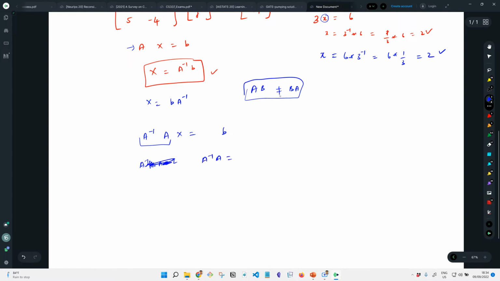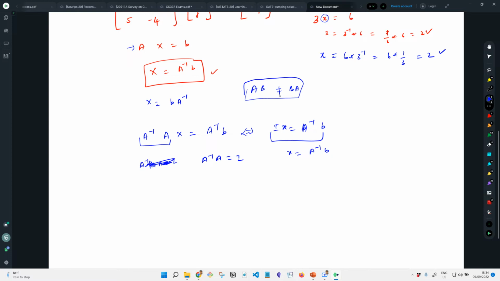A inverse A equals I, right? Now what I do, I multiply by A inverse on both LHS and RHS, and I observe that I have A inverse A here. This will give me Ix equal to A inverse B, and this equation will give me X equals A inverse B.